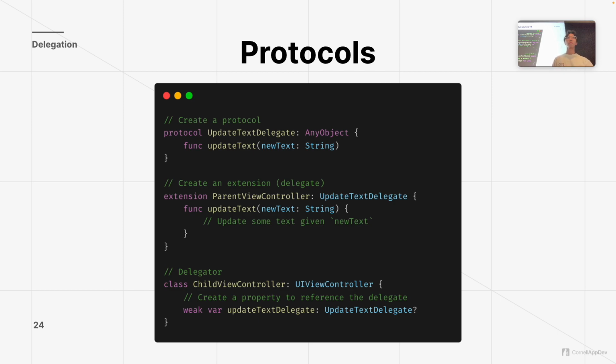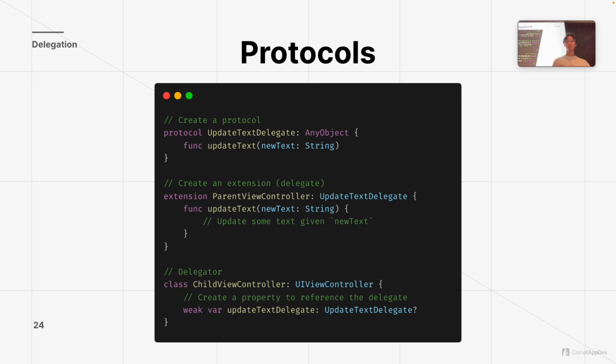Wait, where do you write the first two blocks? Is the protocol global, or is it within one of the classes? And is the extension within the parent view controller class definition? So you can essentially write a protocol in any file, and you have access to it between all view controllers. It's essentially public within all of your files. Any view controller in any file within your project will be able to access that protocol and implement it.